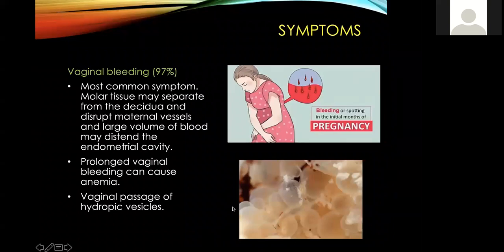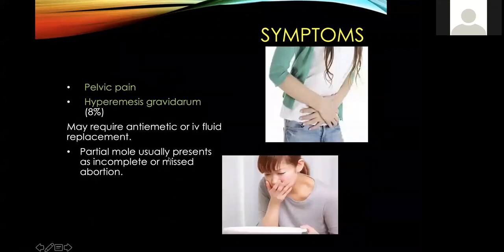Now, let us understand the symptoms. The symptoms of such patients having vesicular mole commonly is a triad, that is amenorrhea, vaginal bleeding, and there could also be slight nausea and vomiting. But in addition to this, there is a passage of hydropic vesicles. You can see a wonderful picture here below, which tells you how they look.